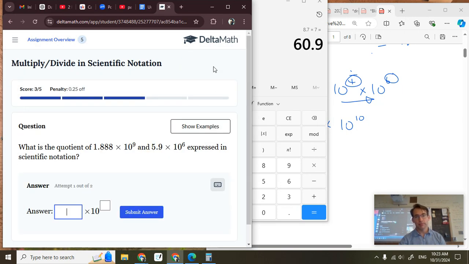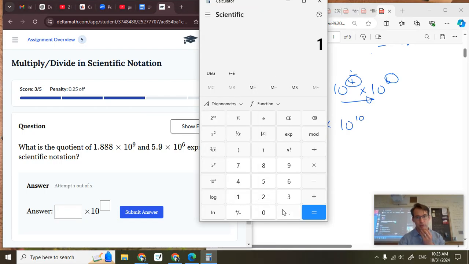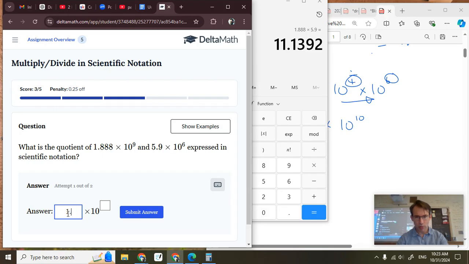Cool. Next problem. All right, let's go. That's a very calculator question. 1.888 times 5.9. I can see there might be ways to do that, but I don't want to do that in my head or on paper. Okay, so we're going to have 1.11392, and our power of 10 is going to be 16 because 9 plus 6 is 15. We add 1 because we have to adjust that decimal place by 1, so 16.